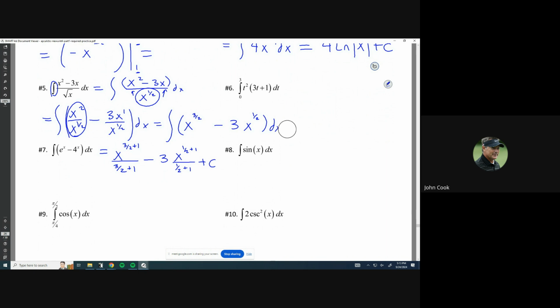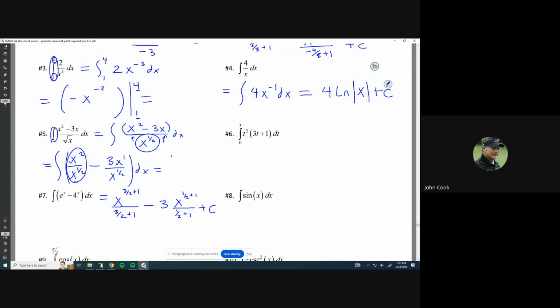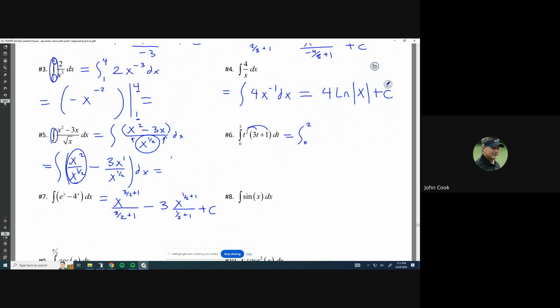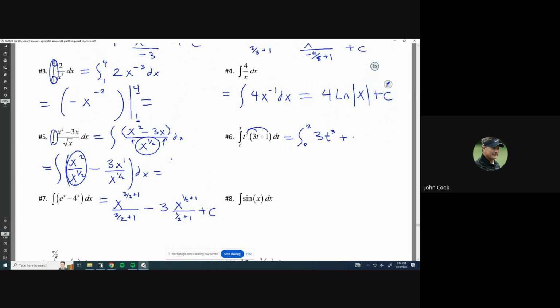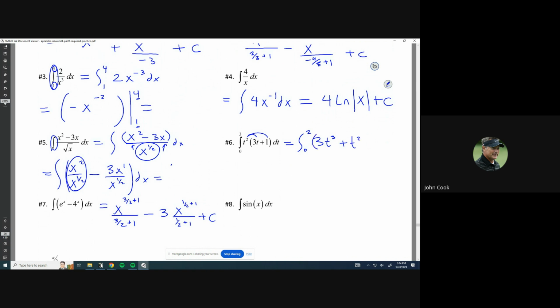Okay, I'm going to give myself a little bit of space to write on number 6. I'm going to erase that. So number 6, it's a definite integral, so I'm going to end up with a number at the very end. And there's no real rule that we have for multiplying stuff yet. So what we're going to do is just distribute that t squared and hope for the best. If I distribute that t squared in there, t squared times 3t is 3t to the 3rd, plus t squared, and then dt.